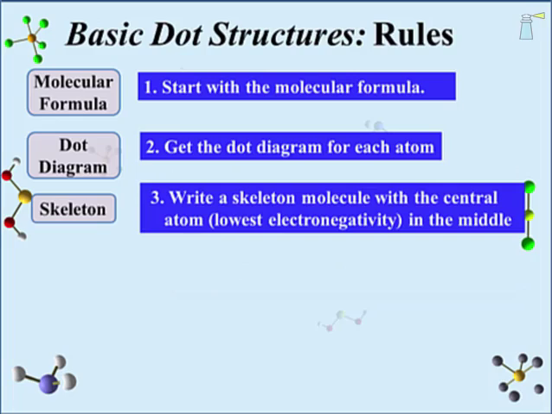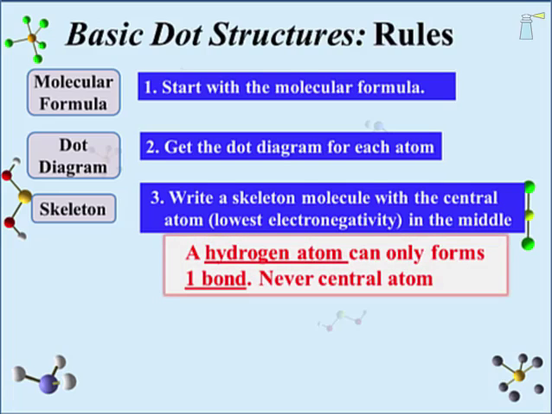Write a skeleton molecule with a central atom in the middle. The central atom is usually the atom with the lowest electronegativity. The skeleton usually follows the pattern of the dot diagram of the central atom, paying special attention to where the unpaired electrons are. It should be noted that since hydrogen can only form 1 bond, it can never be a central atom.